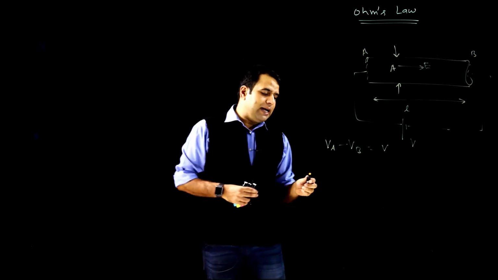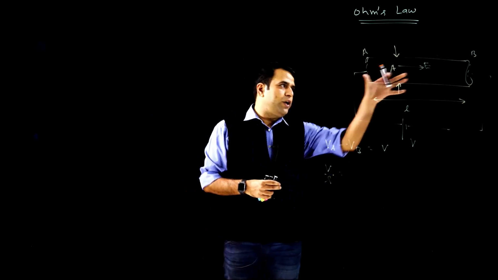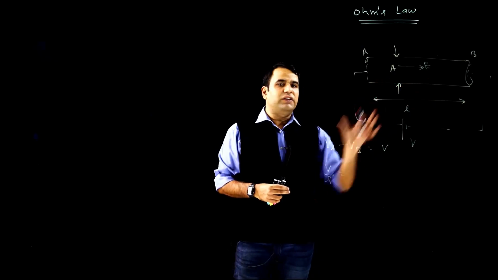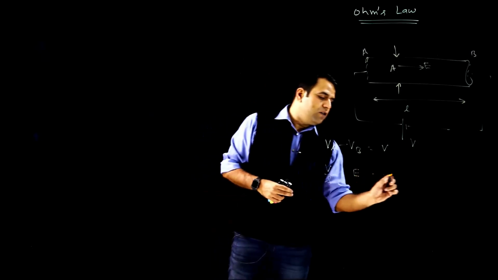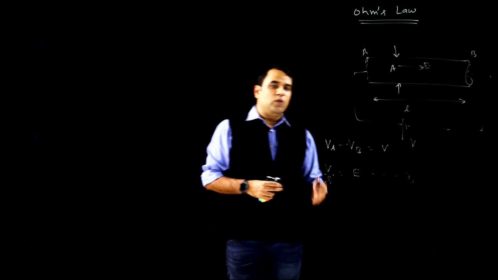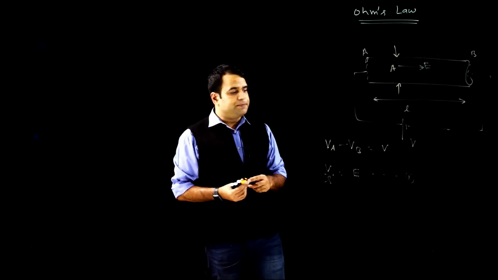So based upon that, we can say that V by L, voltage across the conductor divided by length of the conductor, is equal to E. This is our first equation. From this equation, we can calculate how much electric field is being generated across this conductor.